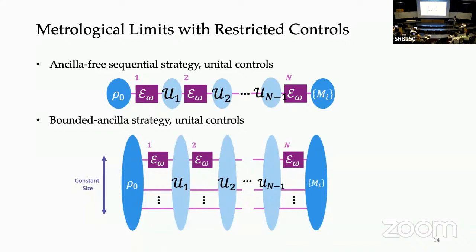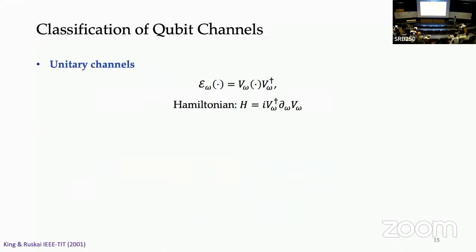Okay, so now I'm going to discuss what the metrological limits are under this restricted control. And I'm going to focus on qubit channels. The advantage of qubit channels is that you can easily classify them. There are actually three classes of qubit channels if you ignore all the parameter dependence. The first type of qubit channel is just the unitary channel. You just have one unitary rotation on your qubits.